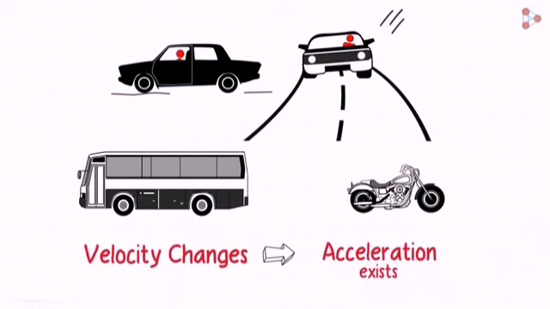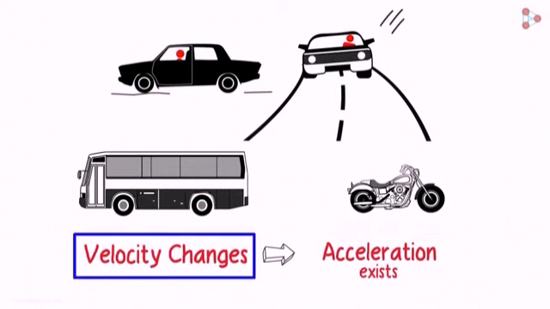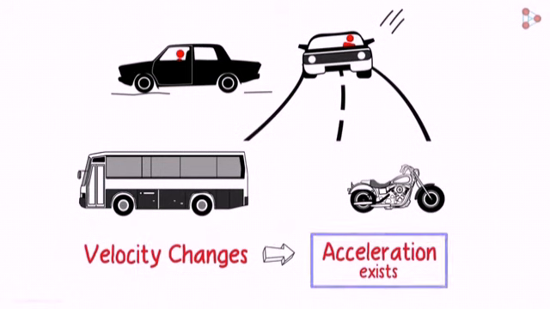So when velocity changes, acceleration exists. I still haven't defined what acceleration is. I just told you that when there is a change in velocity, there will be acceleration. Okay, let me give you two examples.